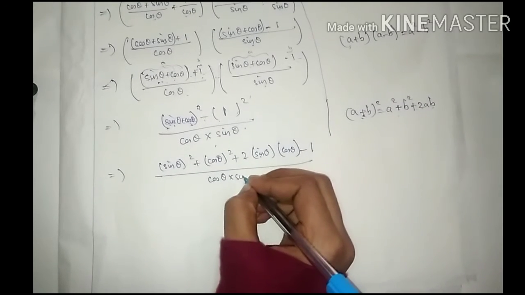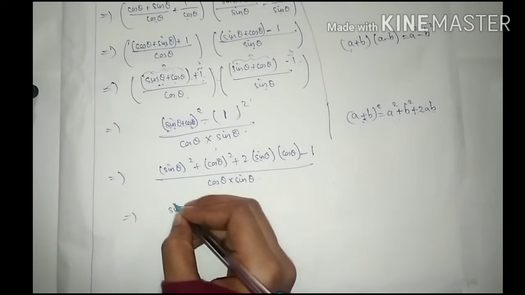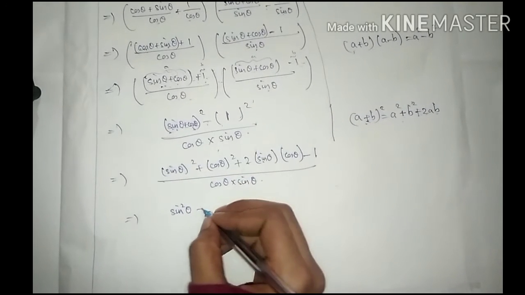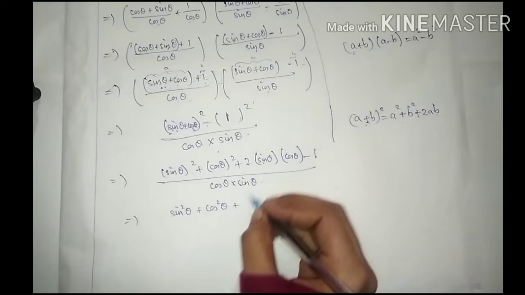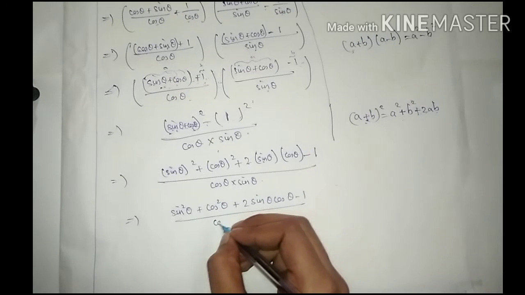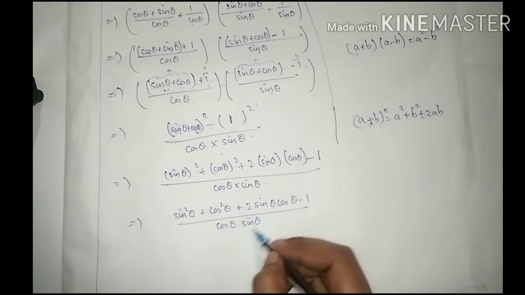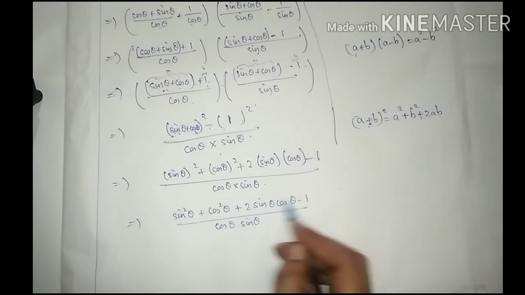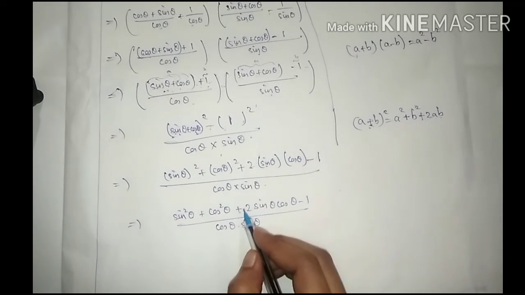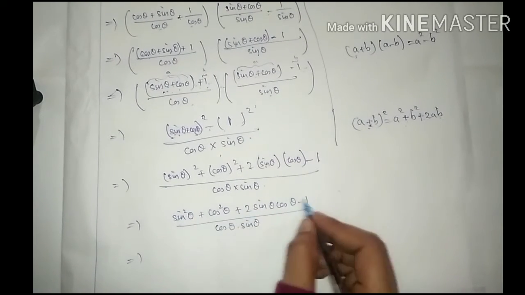Cos theta into sin theta. Then what can we do? Here we have sin square theta, we can't just put square on theta. We have to write sin square theta plus cos square theta plus 2 sin theta cos theta minus 1 by cos theta into sin theta. So directly you cannot cancel, because here plus and minus are there. If a multiplication sign is in between, you can directly cancel, but here plus and minus are there, so you cannot cancel directly. So you have to remove this. How can we remove it?